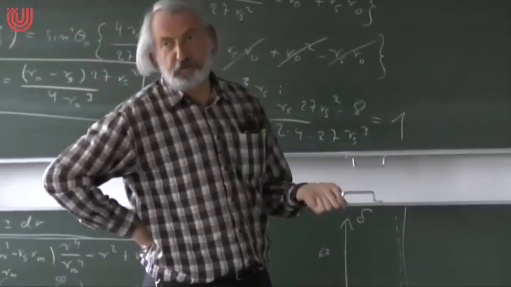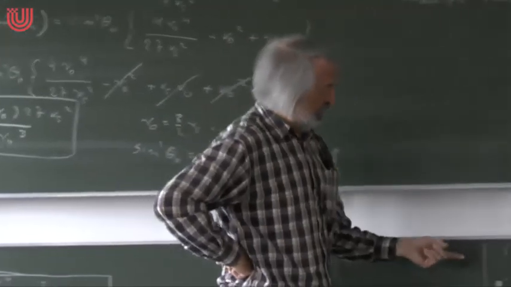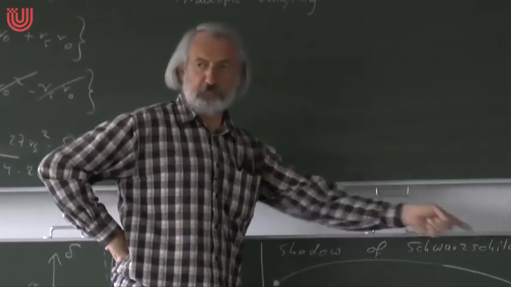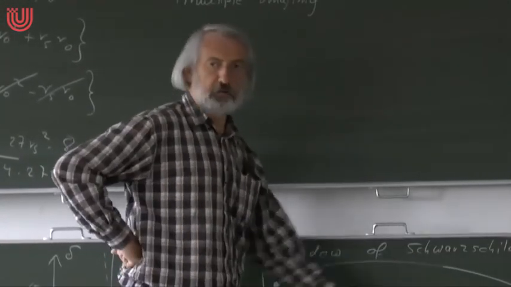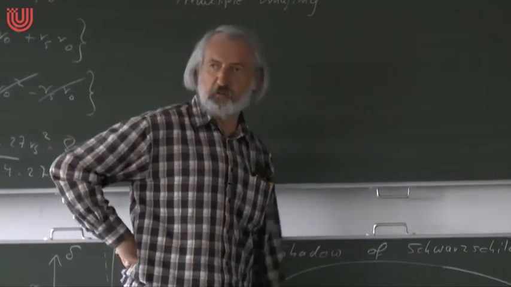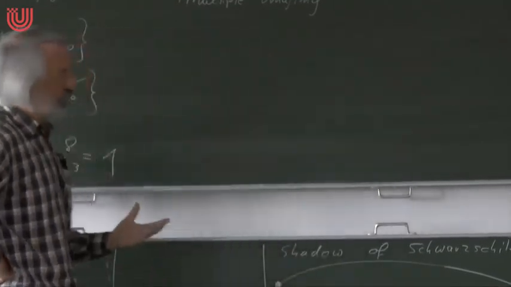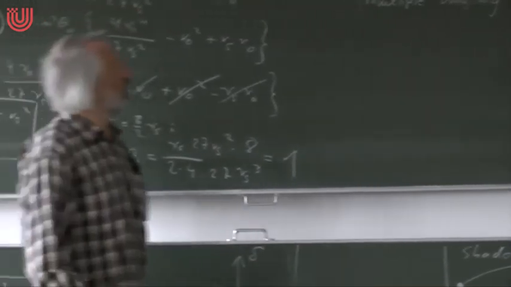And then there are infinitely many more. Because a light ray can make one full turn. It can make two full turns. It can make three full turns, and so on. So actually there's a two-parameter family of infinitely many images.